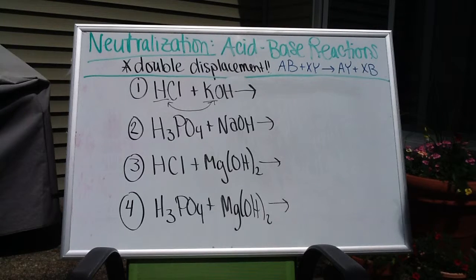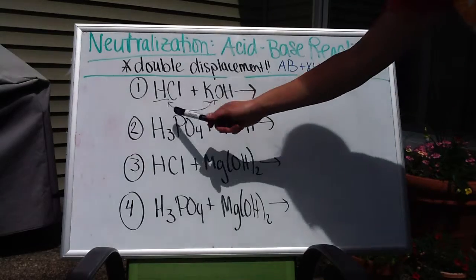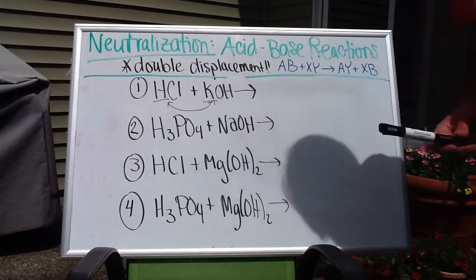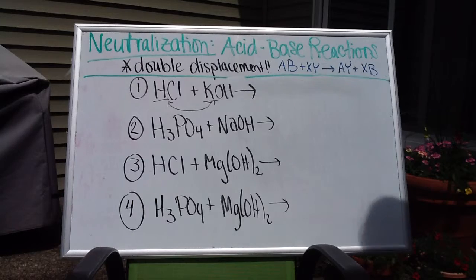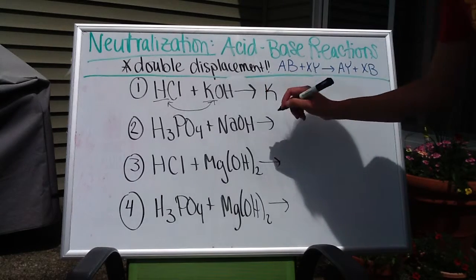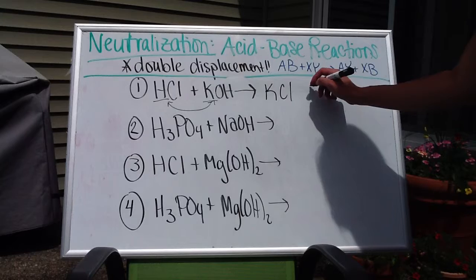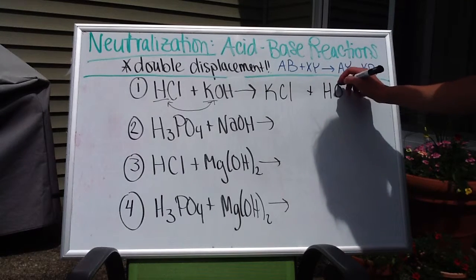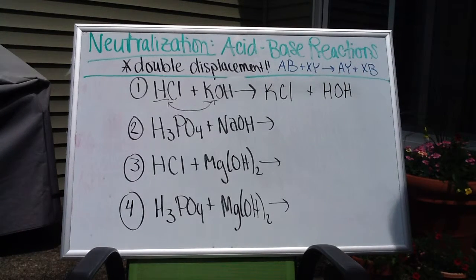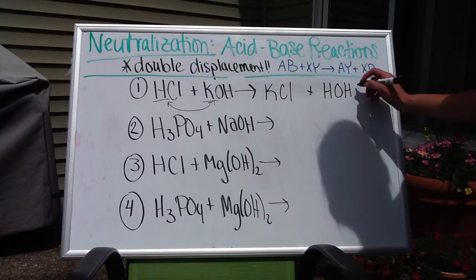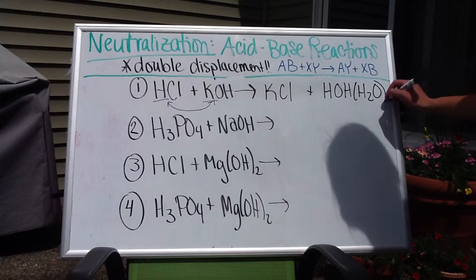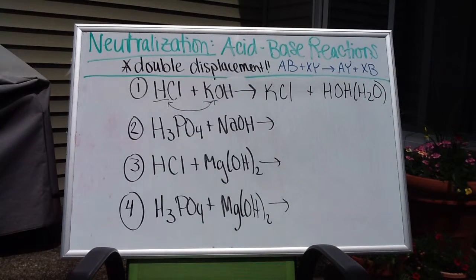So, scenario number one, we've got HCl, hydrochloric acid, and KOH, potassium hydroxide, that's a base. And what will happen is the H plus will switch places with the K plus. So the K is going to pair up with chlorine, and the hydrogen is going to pair up with the hydroxide. You will notice that when I make HOH, I've got two H's and an O, so this is, in fact, H2O. And it's okay to write it either way, as HOH or H2O.